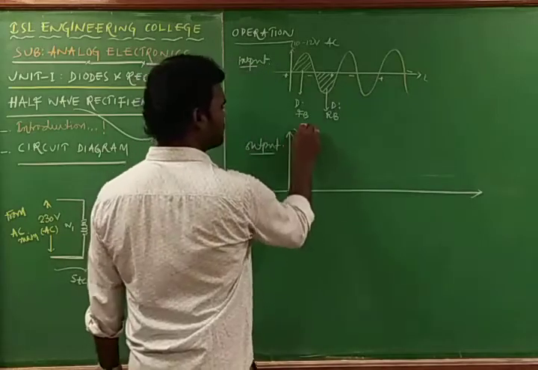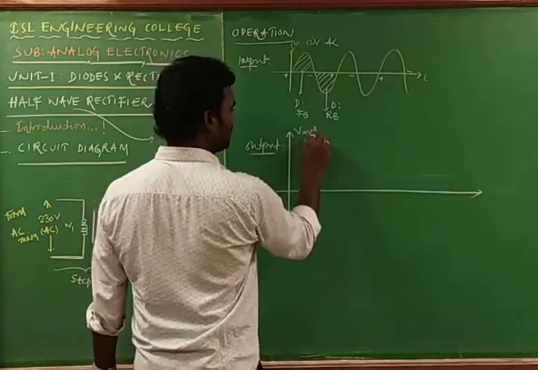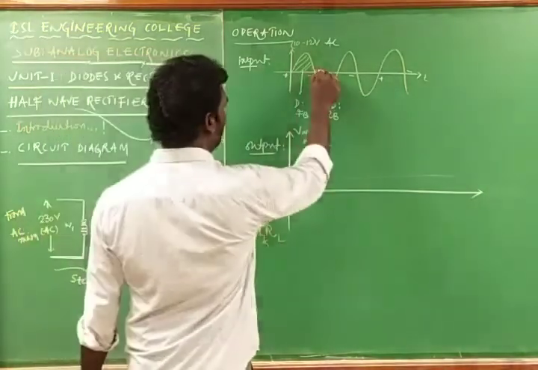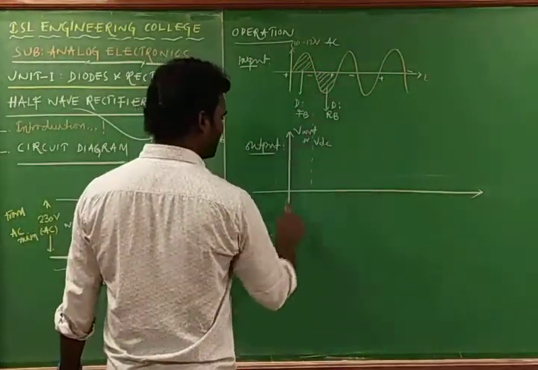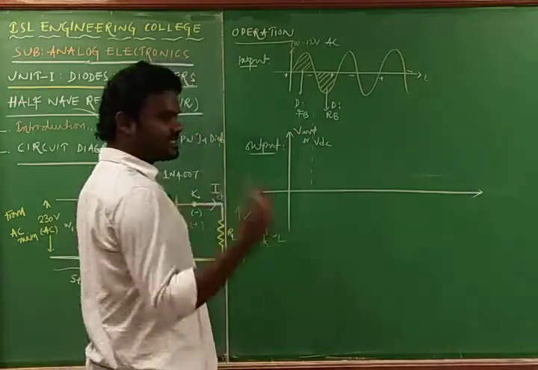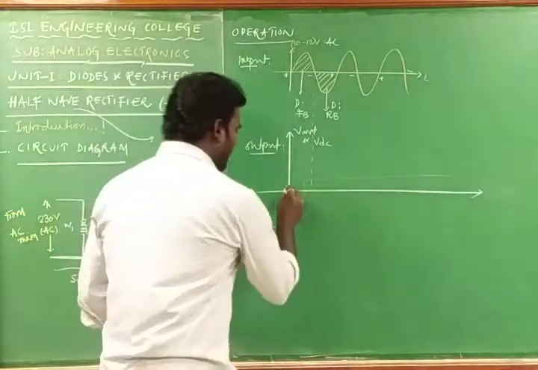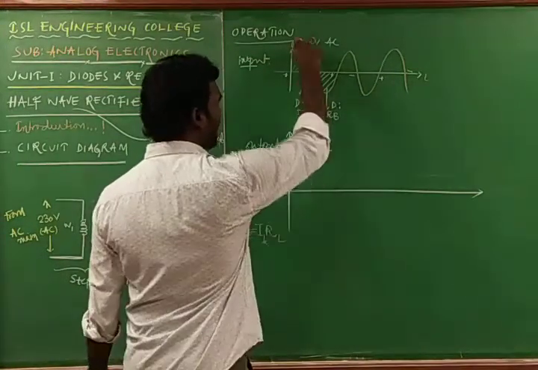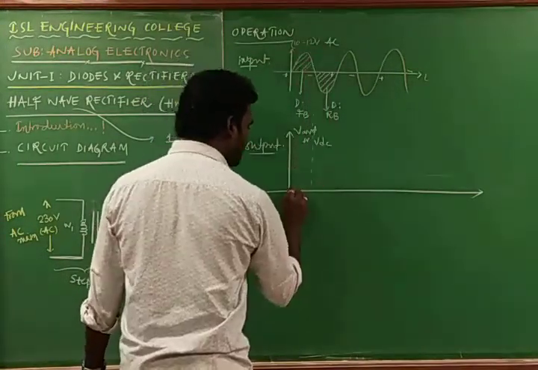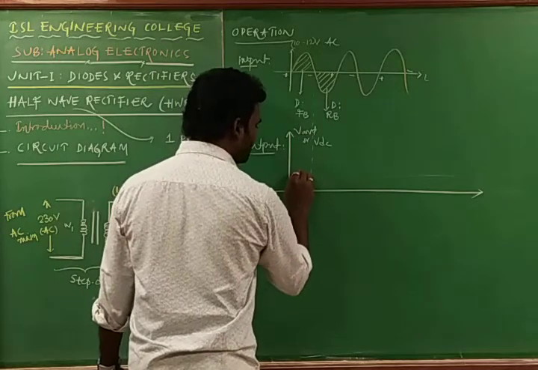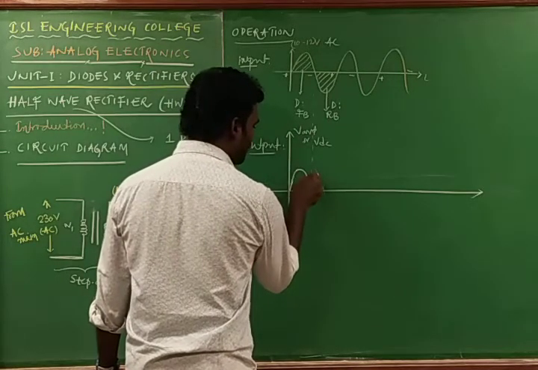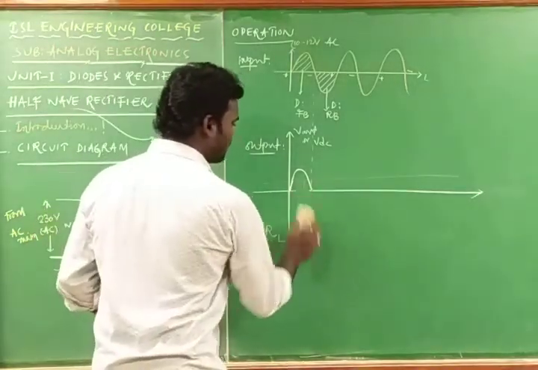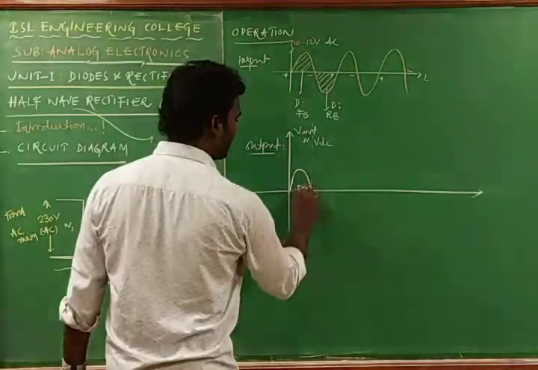This is V out. V out is nothing but VDC. During the positive half cycle there is a current, and if there is a current, there is a voltage also. As the voltage increases, the current also increases. As the voltage decreases, the current also decreases. This is during the positive half cycle, when the diode is in forward bias.